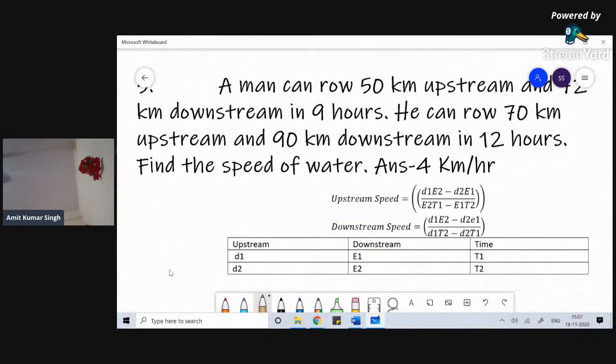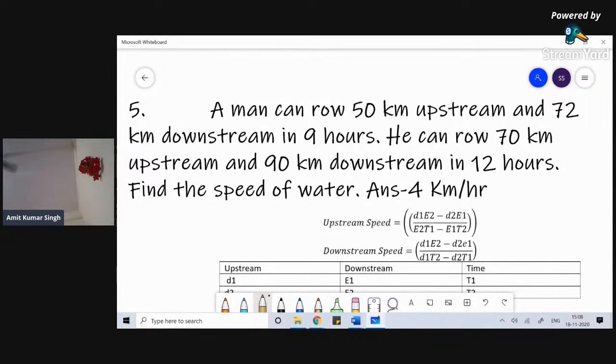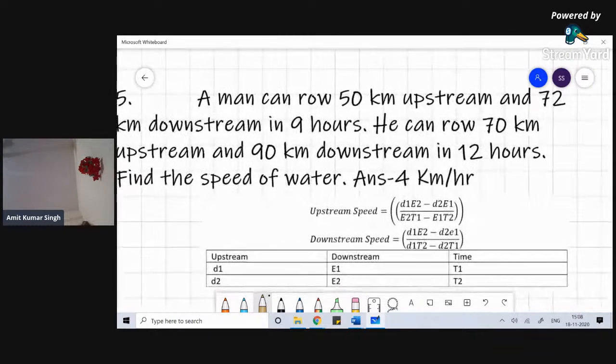Now solve this question. Use the same formula and solve this problem. Already I told you the traditional way you can solve this question. When we were in 8th, 9th standard, studying the chapter time, speed and distance, we were not aware of these shortcuts, so we used to solve step by step. So this is the shortcut way to get the answer.